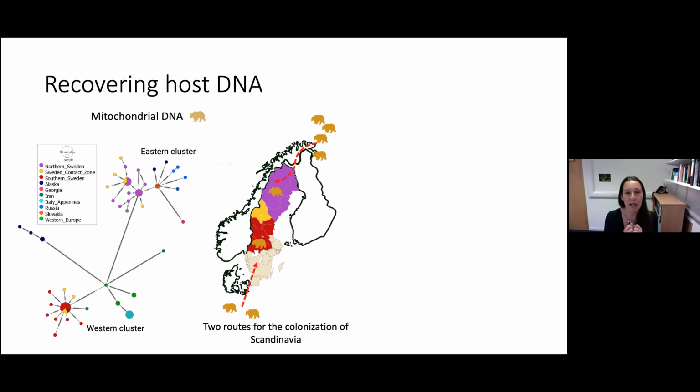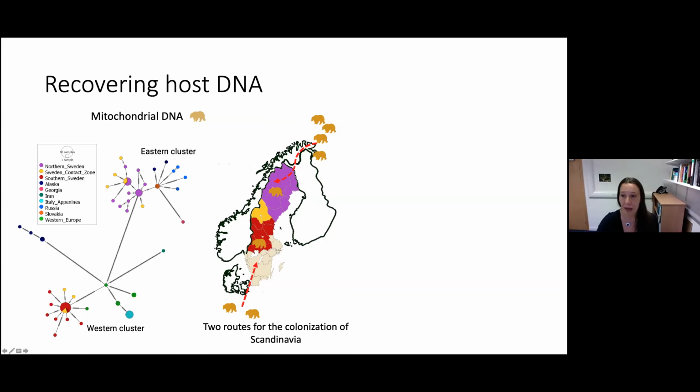For example, we were able to reconfirm or to trace the known history of colonization of Scandinavia by brown bears in particular. Here in the center, you see the map of Scandinavia and Sweden, colored. Scandinavia has been colonized by brown bears after the last ice age from two different directions. After the ice retreated, one colonization route came from the northeast, basically through Russia and Finland, into northern parts of Scandinavia. And the other one came from the southwest into southern parts of Scandinavia.